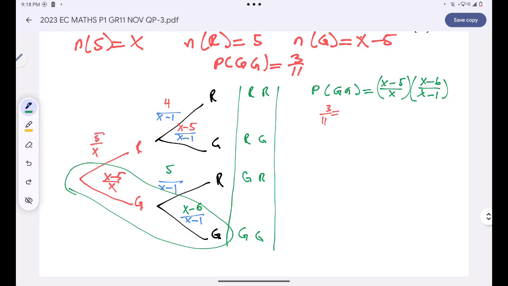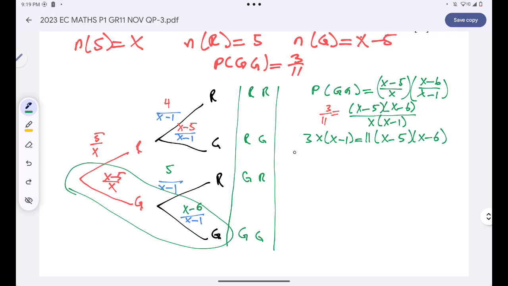If I'm multiplying two things, guys, and I have fractions, please note that the numerators will multiply one another and the denominators will multiply one another. So I'll have x and x minus 1 at the denominator. All I need to do here is to just cross multiply. I'll simply have 3 multiplied by x times x minus 1 is equal to 11 multiplied by the two brackets. Then the only thing I need to do now is to remove the brackets.